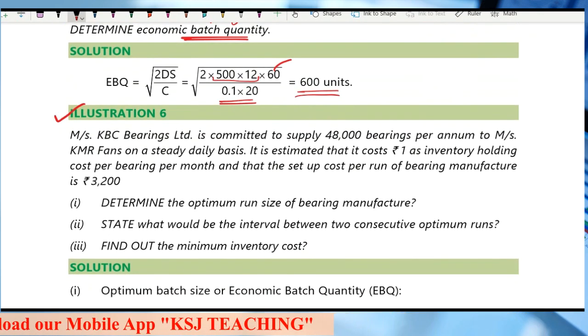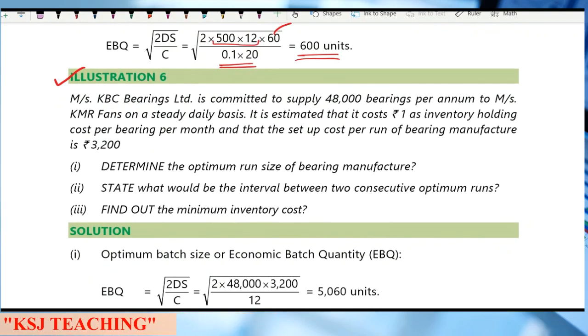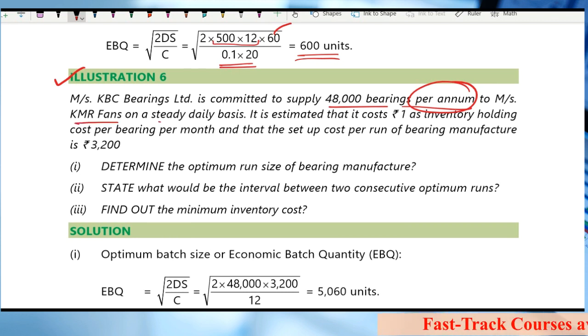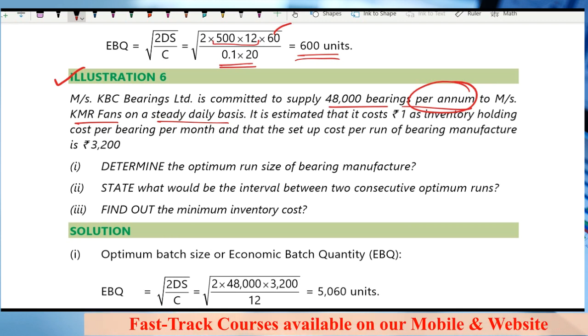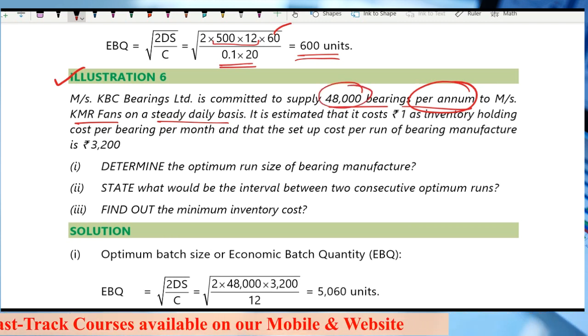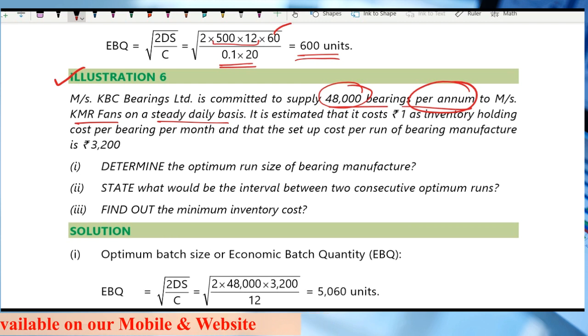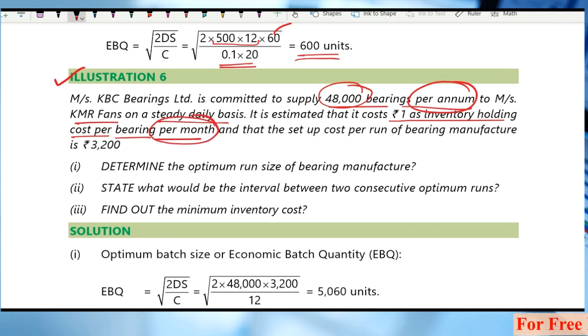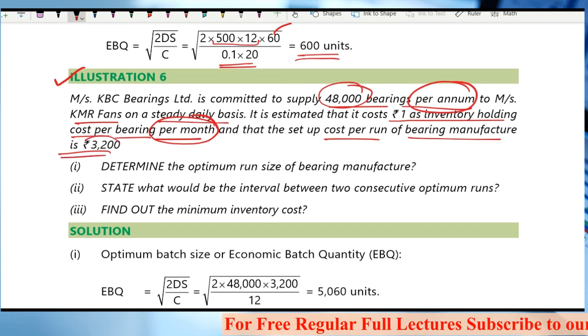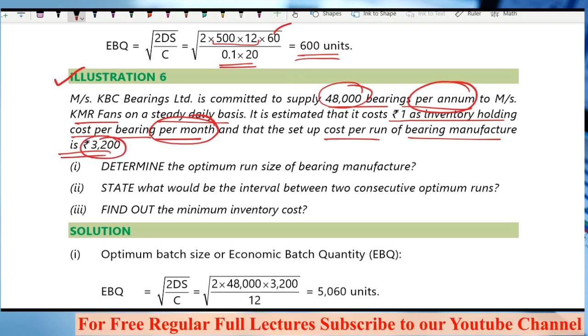Messrs KBC Bearings Limited is committed to supply 48,000 bearings per annum. That means it is the yearly demand. To Messrs KMR Fans on a steady daily basis. That means we are the manufacturers. This KBC Bearings is the manufacturer of 48,000 bearings, right? It is estimated that it costs ₹1 as the inventory holding cost per bearing per month, and that the setup cost per run of bearing the manufacturer is 3,200. Now this is the setup cost given to you, 3,200.